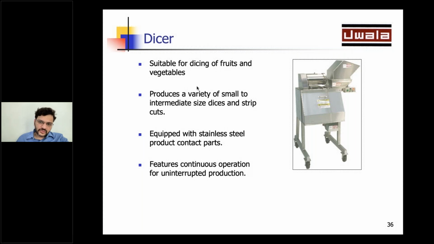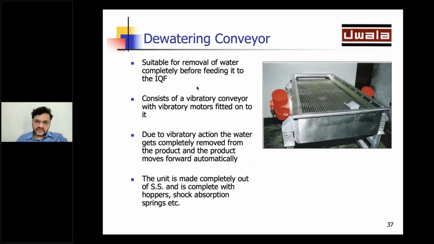So after we do the cutting and we have small cubes of mangoes, they are passed through a dewatering machine. In the dewatering machine, the surface water from the dices is removed, and what we have are the dices which are then ready for freezing, because we don't have any water on top. And the dewatering happens with the help of a vibratory unit, the picture of which you can see on your screen.